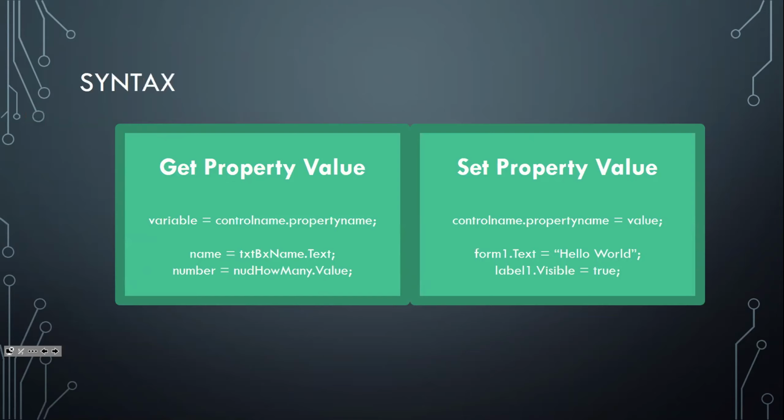So we can get those values just by setting a variable equal to that control.property, like textboxName.text, or numeric up down, excuse me, howMany.value. And then if we want to update that property's value, we would just update it like we would any other variable by setting its name before the equal sign. So if we want to update the form1.text property to the value of hello world, we would say form1.text equals hello world. So it's just that easy. I love it when I show it to you and you're like, duh, good.